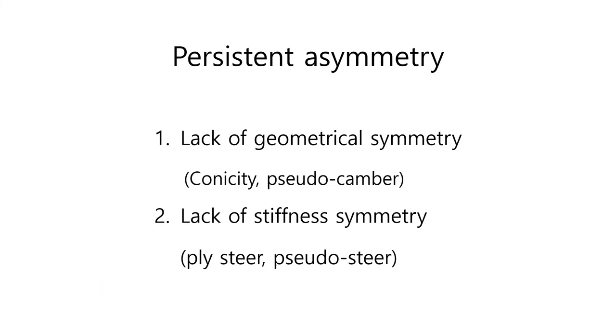Now, here we have the main topic, the persistent asymmetry. I will explain the introductory part of conicity and the ply steer. From the next video, I will explain the root cause of conicity, and then composite lamina theory, stiffness matrix, cross-coupled stiffness related to the main reasons of ply steer, and finally, their interaction with the vehicle pulling and drift through the test results.